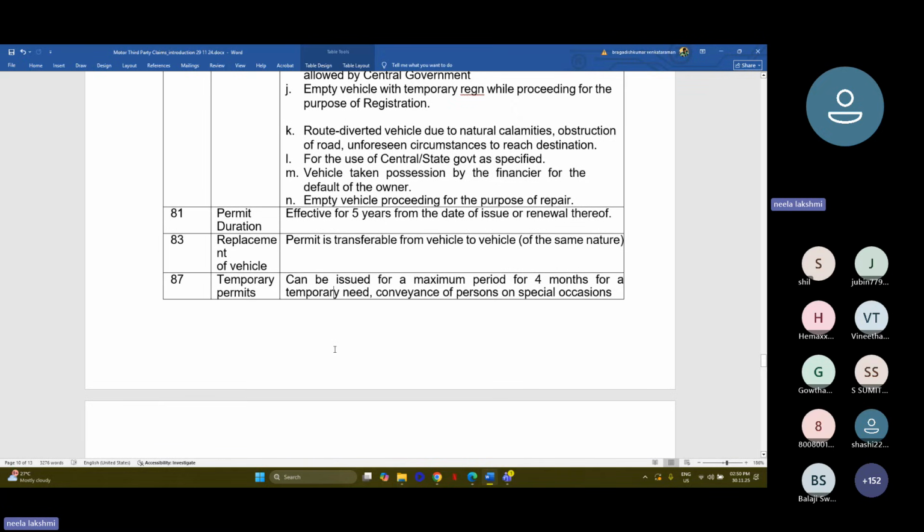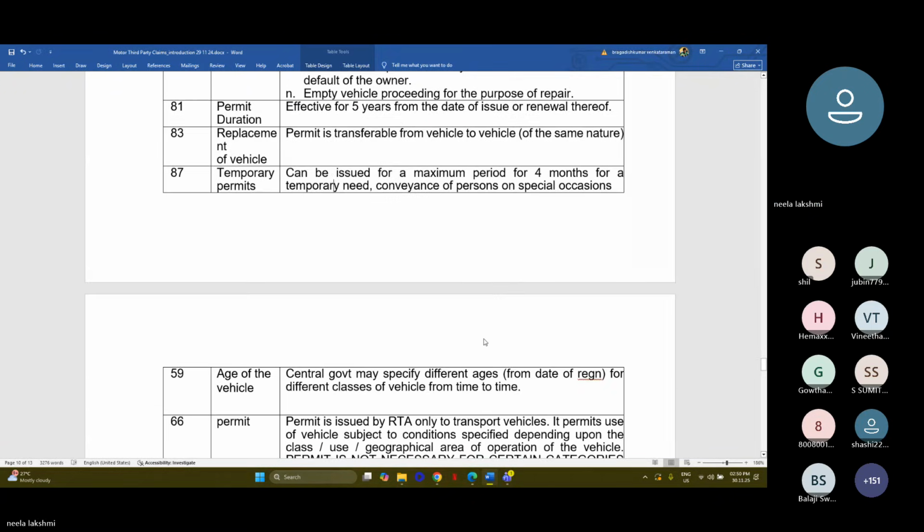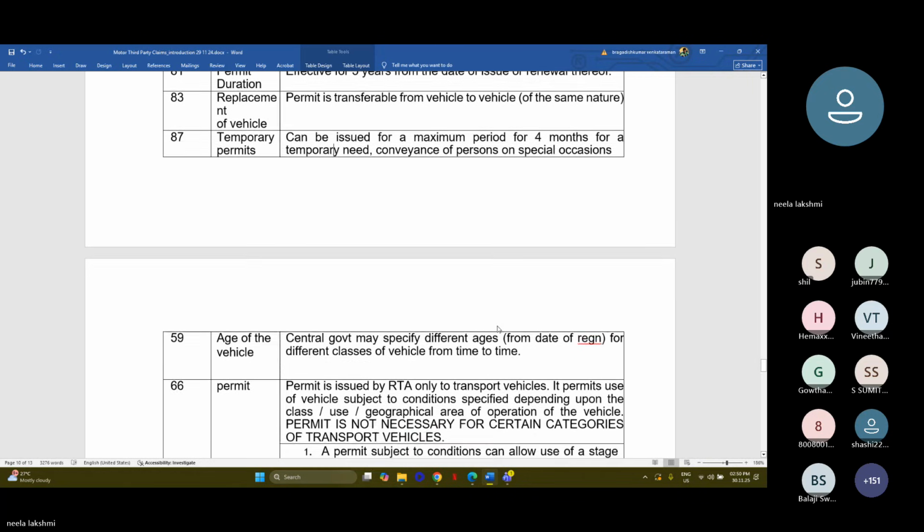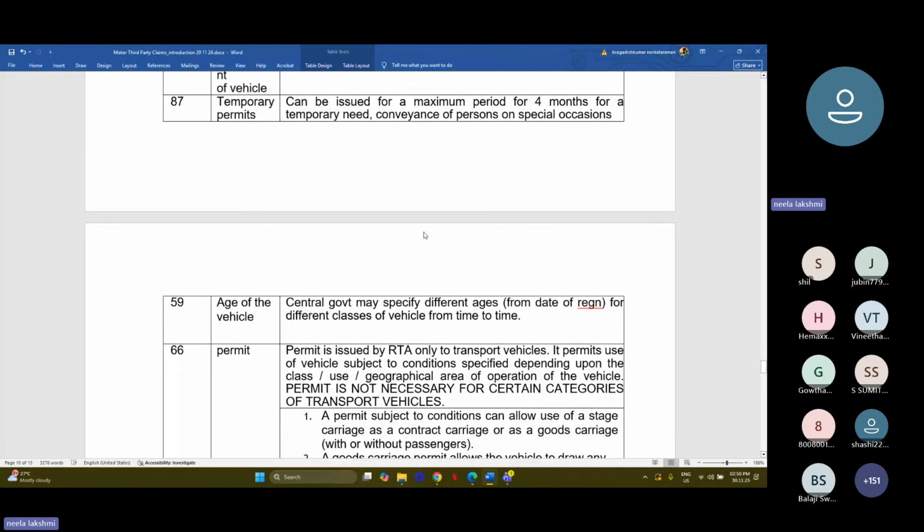Suppose a tourist vehicle leaves from Coimbatore to Kerala, it can obtain a temporary permit for 2 or 3 days. The maximum period would be 4 months; it cannot be beyond that. In case of death of the owner of the vehicle, the permit is valid only for 3 months, and before that it has to be transferred in the name of the new owner. Otherwise, it becomes invalid.